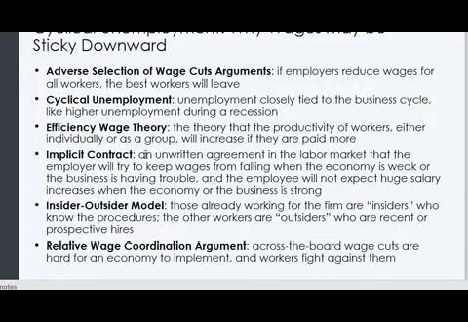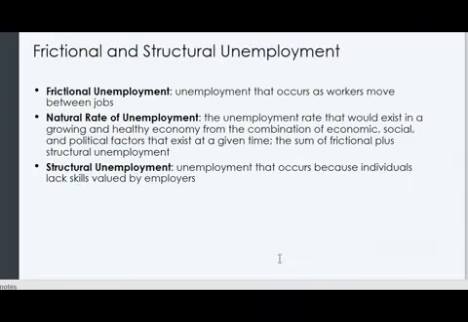Okay? So, insider-outsider model. If those already working for the firm are insiders who know the procedures, the other workers are outsiders who are recent or prospective hires. Relative wage coordination agreement. Across the board, wage cuts are hard for an economy to implement and workers fight against them. So, we have three types of unemployment. We have frictional, we have natural rate, and structural.